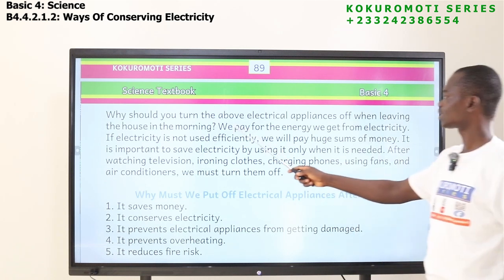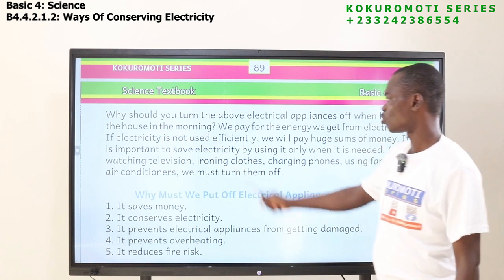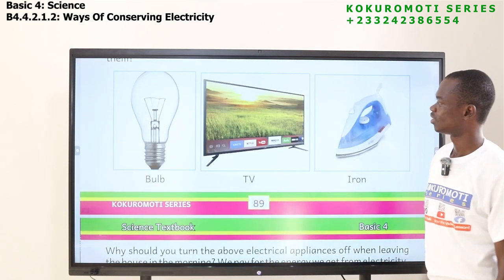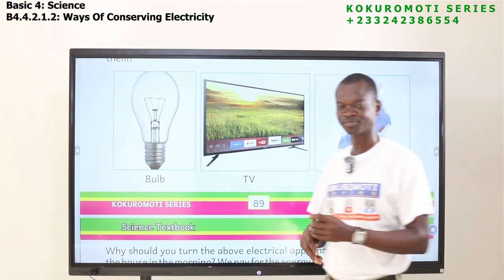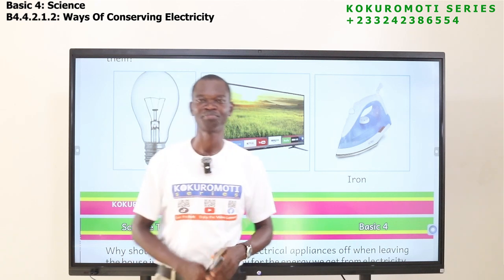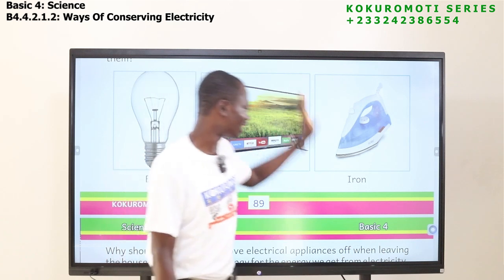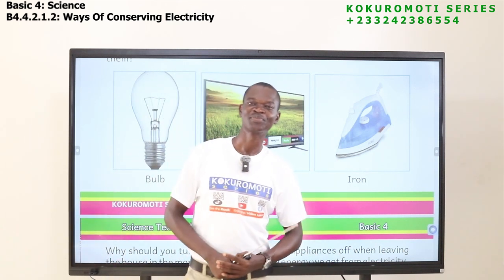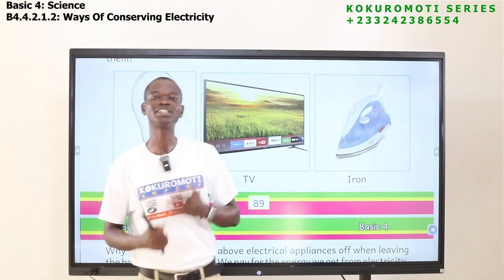Why should you turn the above electrical appliances off when leaving the house in the morning? So you have this. In the morning, your parents have gone to work. You are the last person in the house. You are the last person leaving the room. The bulb is on. Television is on. Iron is on. Will you leave them on and go to school? Or will you turn them off? Why would you turn them off?